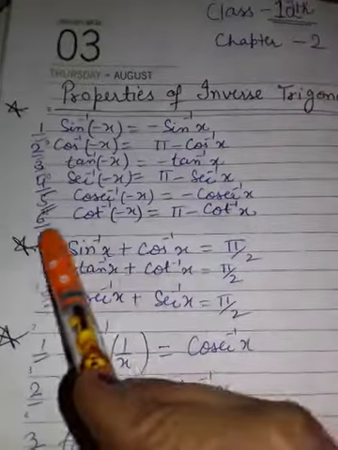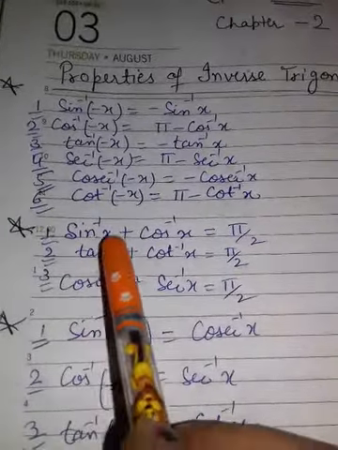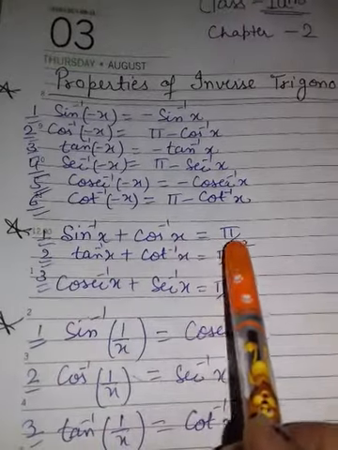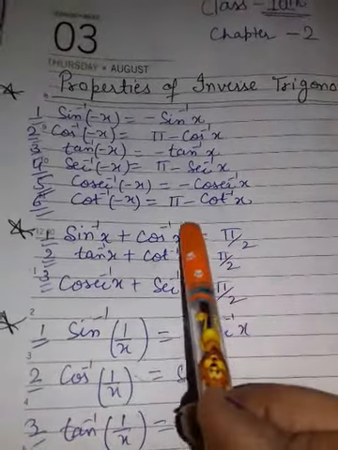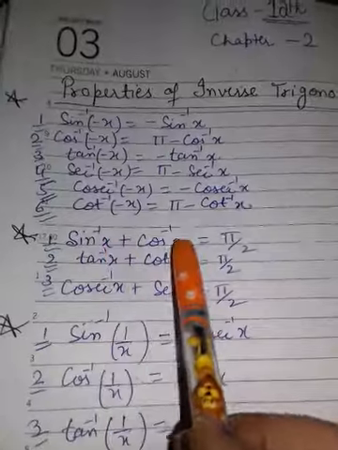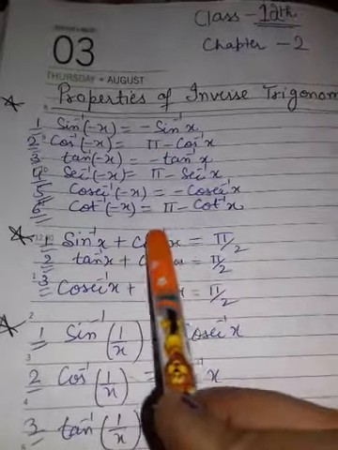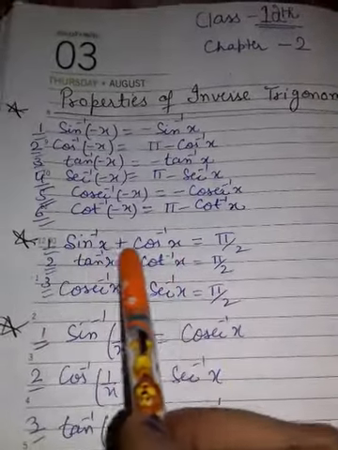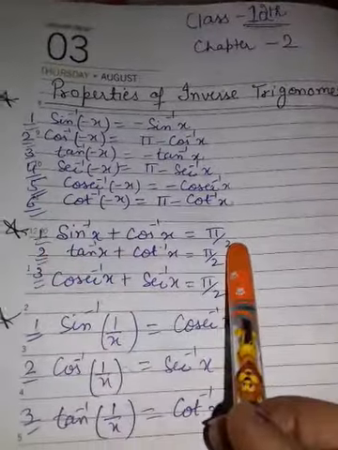Next, these are very important results. Sin inverse x plus cos inverse x is always equal to pi by 2. x can be anything but it must be the same. Any number can be there in place of x, then you can write this result as pi by 2.